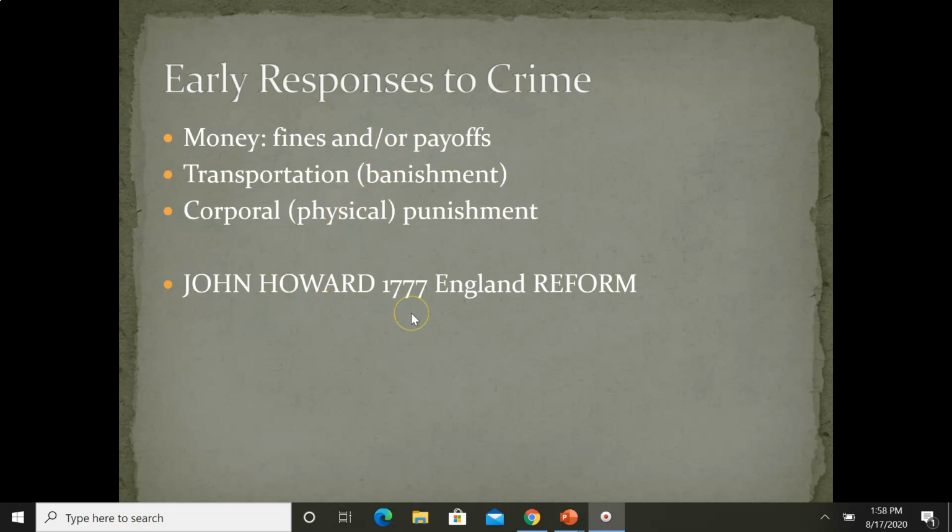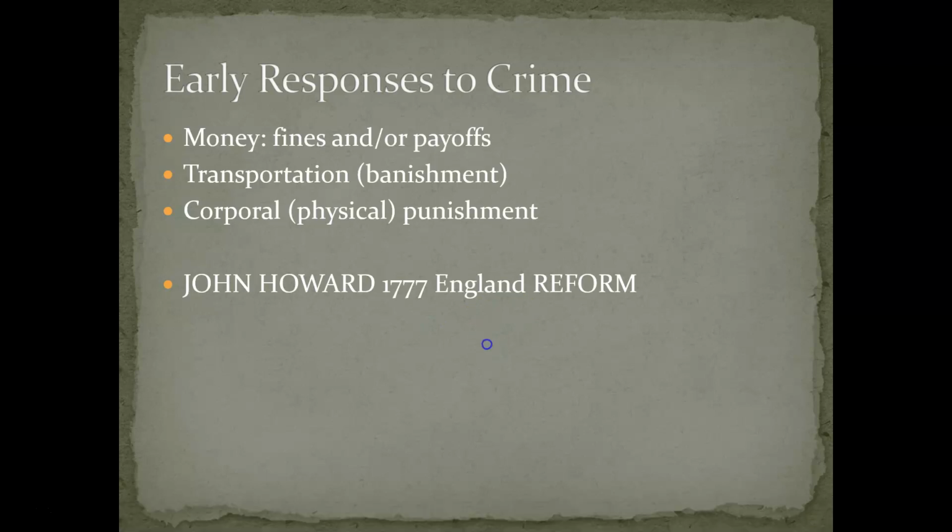So in 1777, this guy, John Howard, was living in England, and he became interested in how the jails were being run during that time. So he toured a bunch of different jails in England and was horrified by what he saw. He saw filthy conditions where people were horrifically treated, and he pushed at that point for reform.